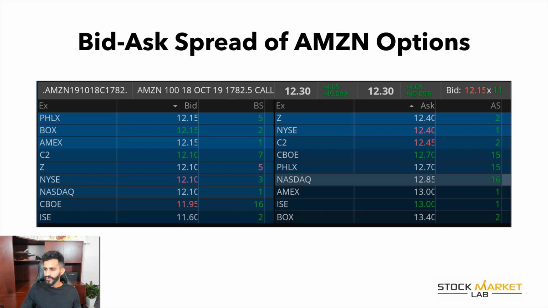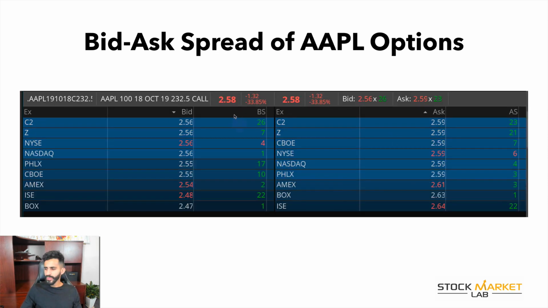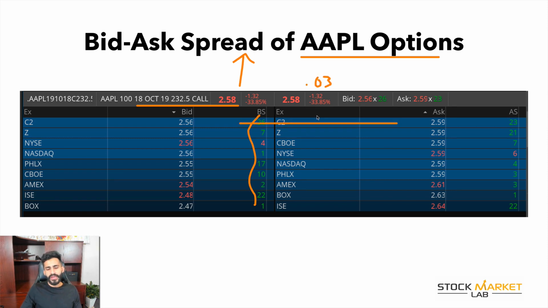Now, moving forward, one more example. We are looking at Apple options, the bid-ask spread of Apple options. If you look at this, you'll see there's a little bit more size. If you look at Apple's options for this contract, you'll see there's a lot more size. There's a lot more volume. There's a lot more liquidity. And with that being said, you can see the spread, 3 cents. There's a small spread. Now, this also goes with how many contracts or how many shares you're trading.